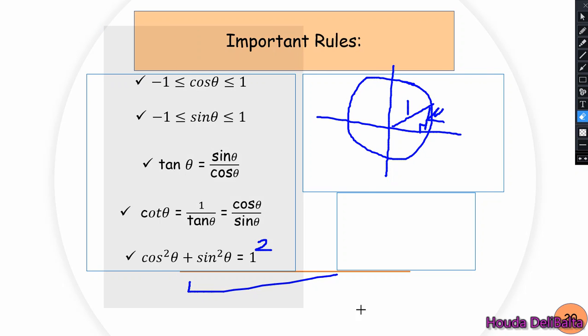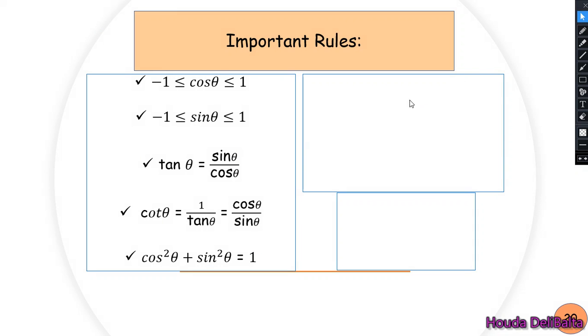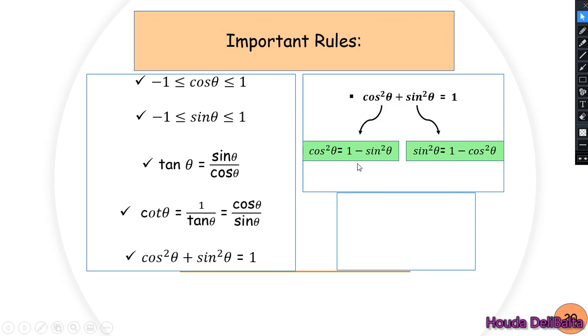And this rule gives us more important rules that we are going to use later. The first one says that cosine squared theta is equal to 1 minus sine squared theta, and sine squared theta is equal to 1 minus cosine squared theta. So this is the initial or the original rule, and these are resulting from it, just taking one of them to the other side to calculate the missing.